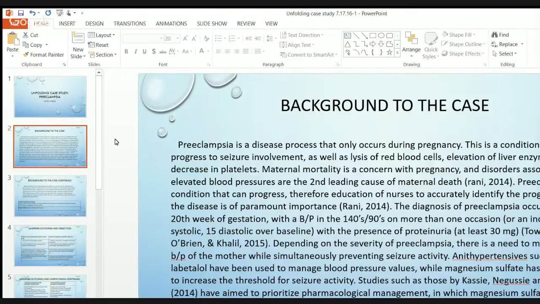Again, preeclampsia is a potentially progressive condition. There are plenty of women who do make it to term or 40 plus weeks without having to be delivered prior to that. But unfortunately, there are some women who, as this disease process progresses, will have to be delivered earlier.